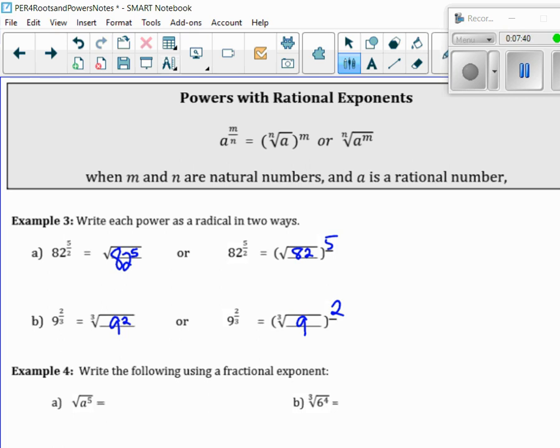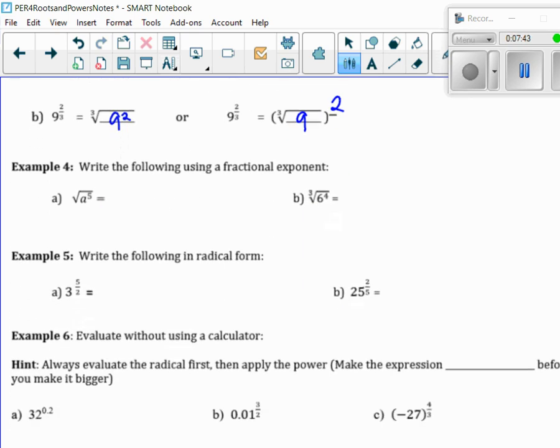Are we good with this? Okay. So let's write this now the other way. We're going to start with radical form, and we're going to go into fractional form. Can anybody tell me what this a is to the power? What fraction? Yeah, 5/2. Do you see how I got 5/2? The 5 is the numerator. The square root has an index of 2, so that goes as a denominator. Okay, let's try the next one.